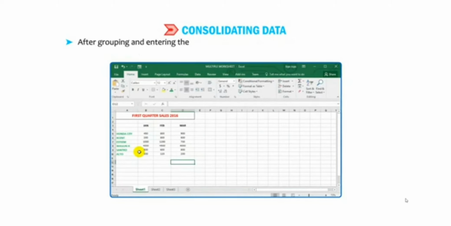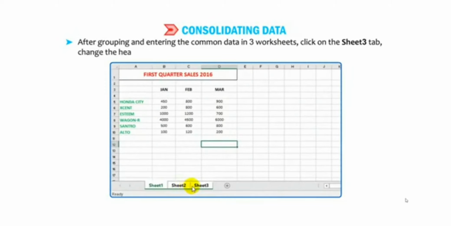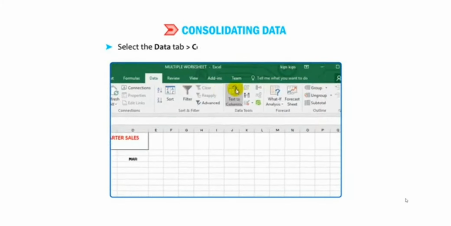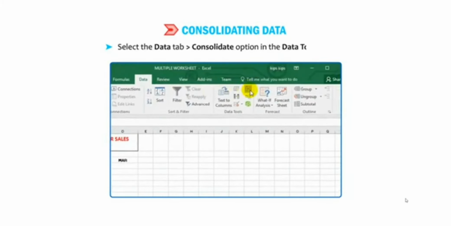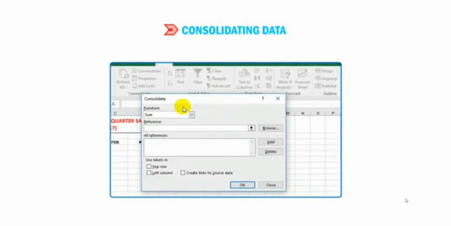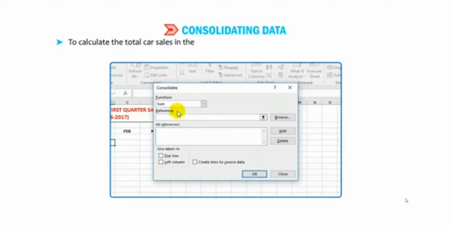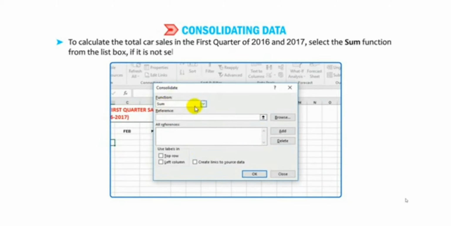After grouping and entering the column data in 3 worksheets, click on the Sheet 3 tab, change the heading as shown in the figure and select the cell B5. Select the Data tab, then go to the Consolidate option in the Data Tools group. The Consolidate dialog box appears. To calculate the total car sales in the first quarter of 2016 and 2017, select the Sum function from the list box if it is not selected.